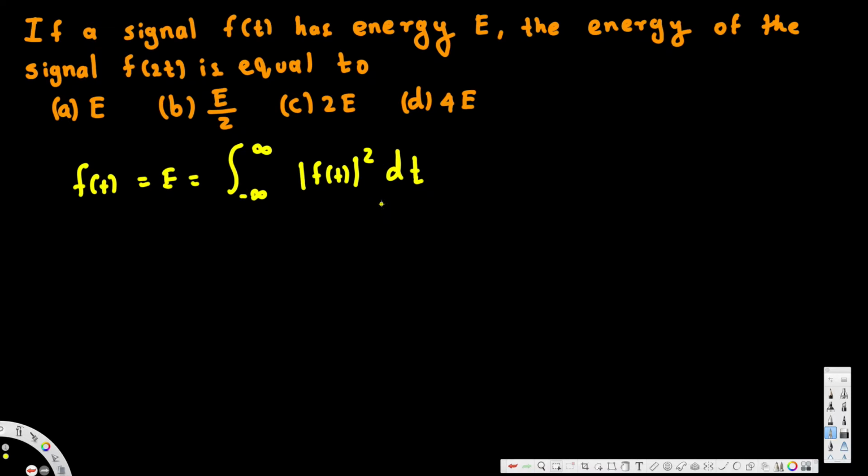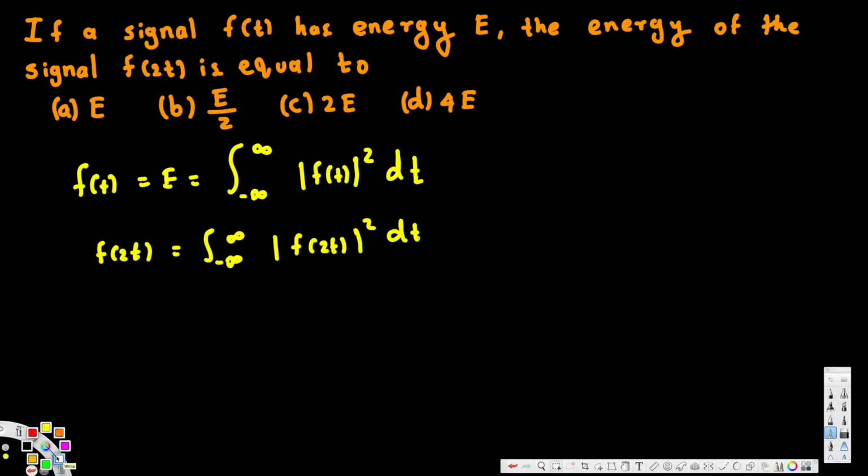We have to bring this pattern and compare what we are going to get for f of 2t. Now let's see. The energy of f of 2t is going to be equivalent to the integral from negative infinity to infinity of mod f of 2t squared dt. Okay. Now we want to have some pattern similar to the first one.